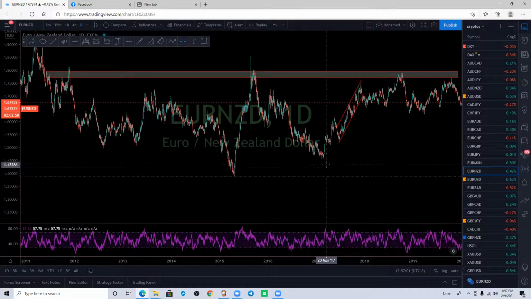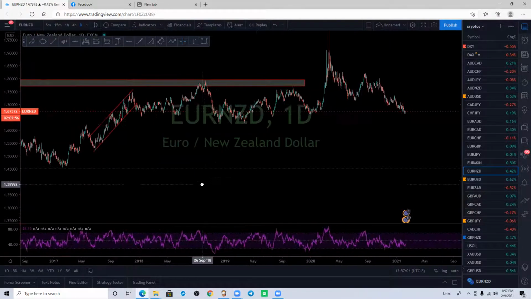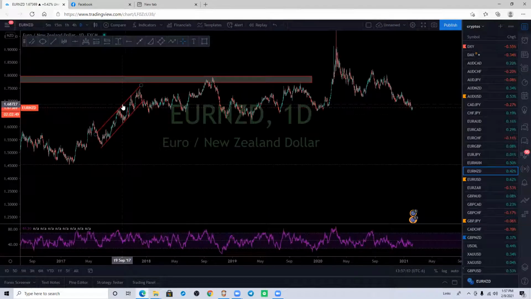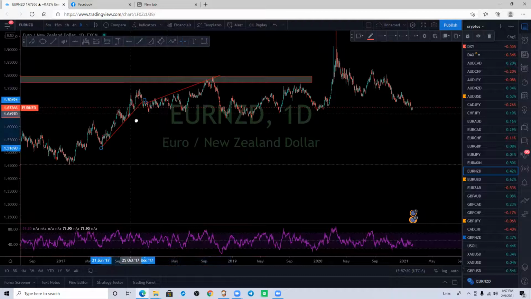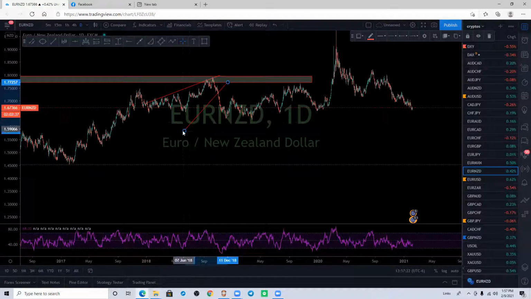So when it comes to confluence, you want to find an area that meets both. We may not be able to see this clearly on this time frame, but let's zoom in. We have to drop down to the 4 hour.